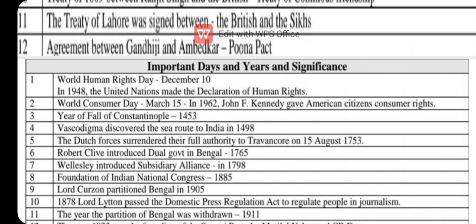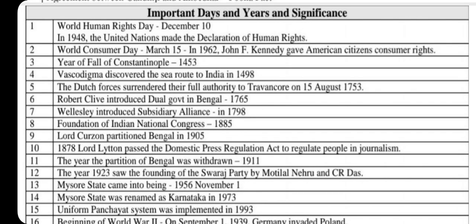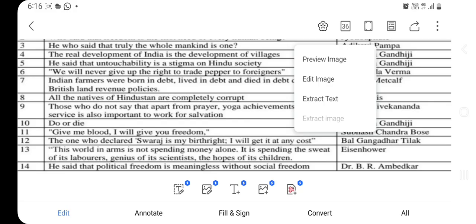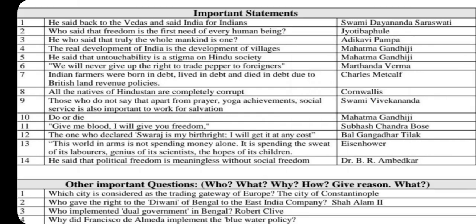The year of the fall of Constantinople. Who captured Constantinople? The Turks captured Constantinople in 1453. After that, sea routes to India were sought, and new geographical exploration started. Vasco da Gama discovered the sea route to India in 1498. And Lord Curzon carried out the partition of Bengal in the year 1905.